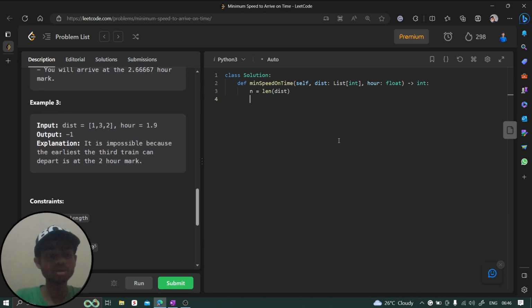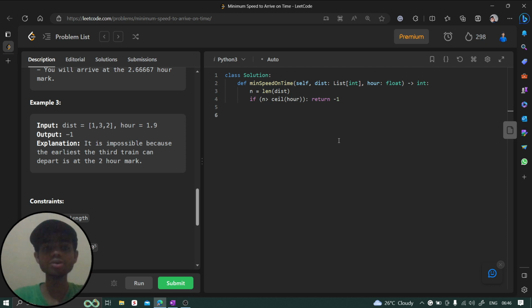Why? Because if you focus here, n, which means the length of distance, is greater than this hour, right? And hour could be a floating number, so we can use a ceil. If it is greater than that, then we return -1, right? I hope it makes sense. So if the number of trains, or the distance, is greater than the ceil of hour, then we can directly return -1.